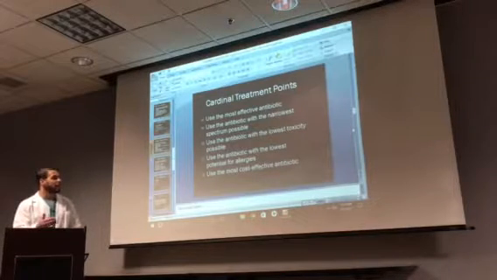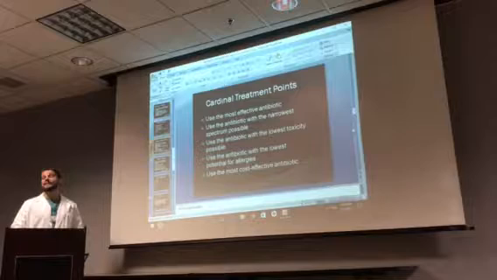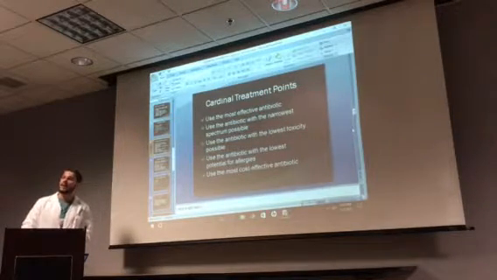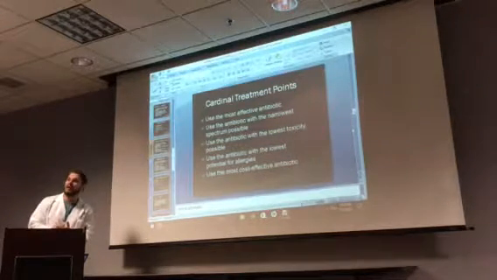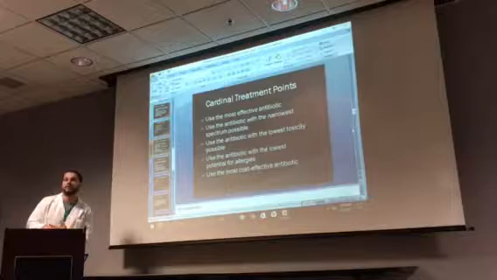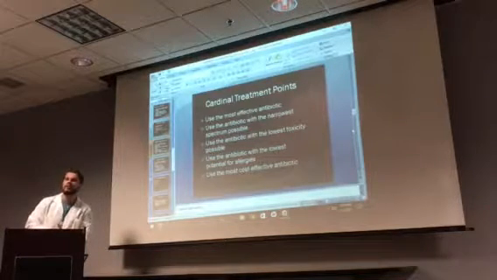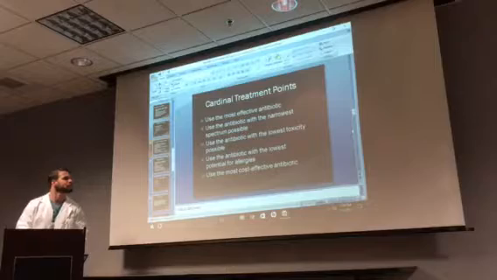Use the antibiotic with the narrowest spectrum possible. Use the antibiotic with the lowest toxicity possible. There are some antibiotics, such as gentamicin, that are very nephrotoxic. So especially for somebody with chronic kidney disease, we really want to try to stay away from a medicine like that if possible. If not, there are ways to treat a patient like that. We just have to be real meticulous in the way we go about doing it.